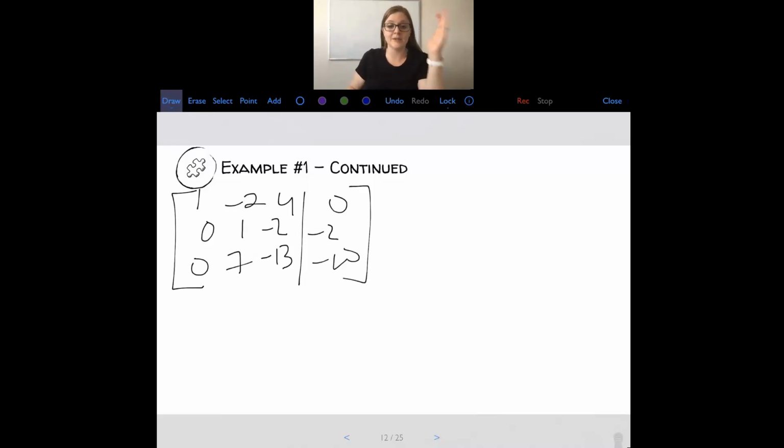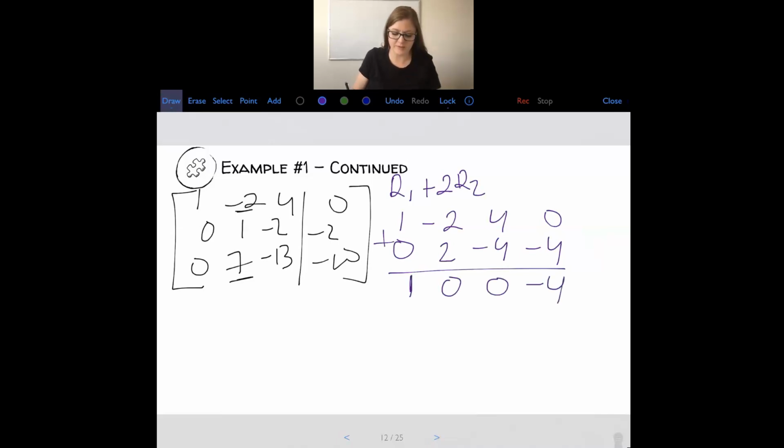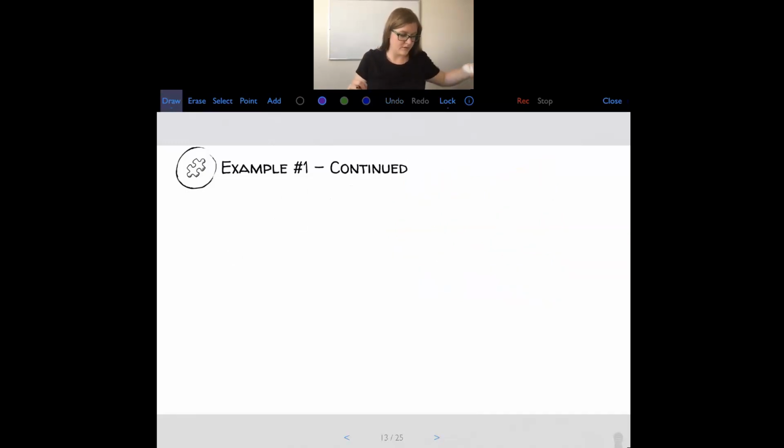For the second column, the 1 is where it's supposed to be. I need to get this negative 2 and this 7 to be 0, so I'm going to start by taking row 1 plus 2 times row 2, and I add them up. So I get 1, 0, 0, negative 4, and this is going to become my new row 1. On the next slide, I'm going to rewrite this, so follow along on your paper.